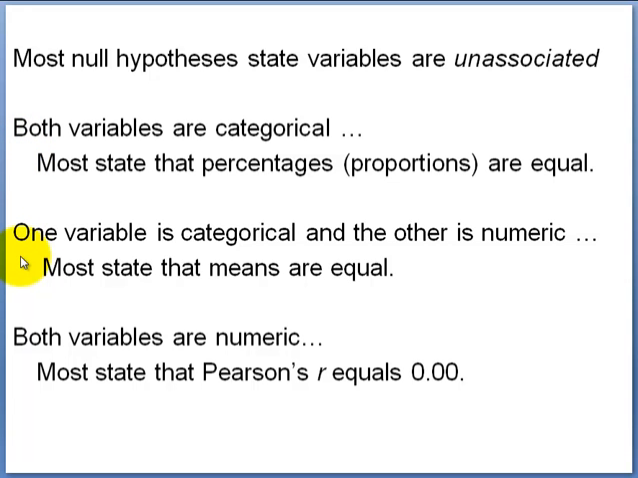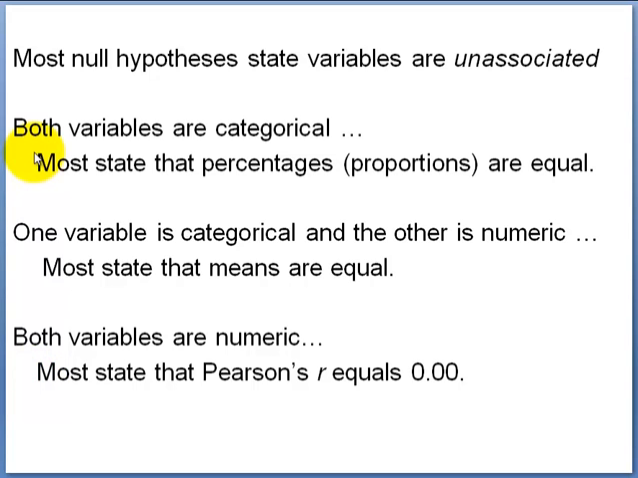When one variable is categorical and the other is numeric, almost all null hypotheses state that means are equal. And finally, when both variables are numeric, most null hypotheses state that Pearson's R equals 0. So we will look at hypothesis statements for different kinds of variables in a sec, but do note the common theme across these three statements. In each case, the null is stating the absence of association.